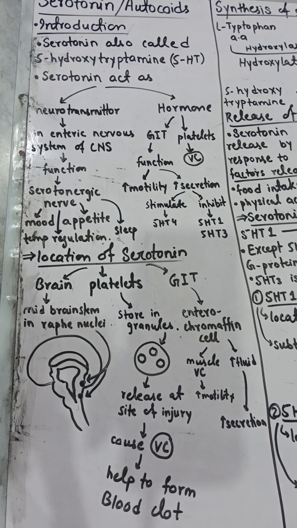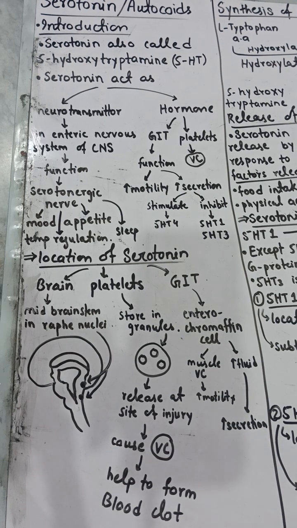Okay, the second location of serotonin is in the platelets. As I have discussed, in the platelets it is present in the form of granules, and it will be released out, causing vasoconstriction and helping in the formation of a blood clot.